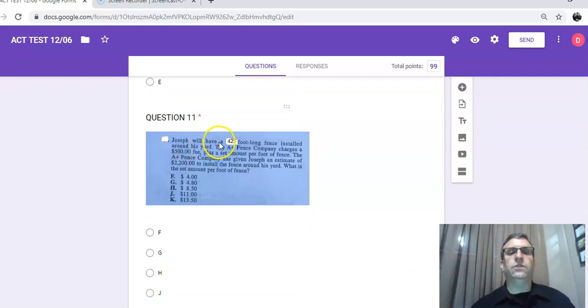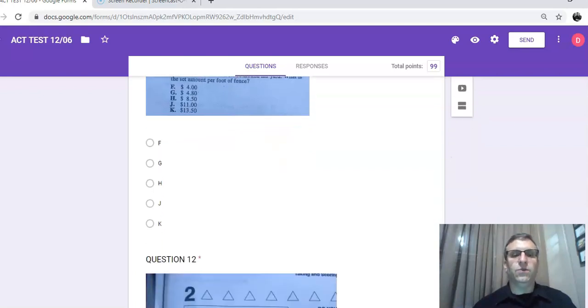Okay, Joseph has a 425-foot long fence installed around his yard. Okay, there's a $500 fee, comes to a total of $2,200. What is the cost per foot? Okay, and I just set up the equation, 500 plus 425x equals 2,200.